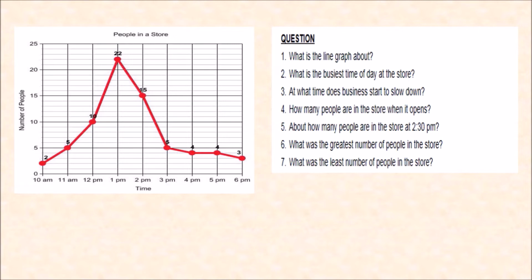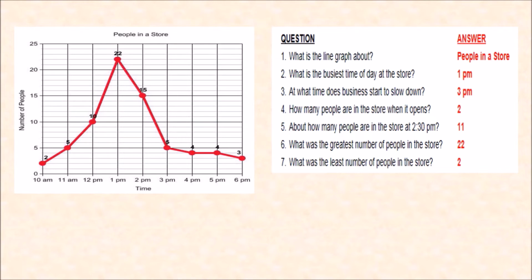Let's answer some questions. What is the line graph about? As the title says, it's the people in a store. The busiest time of the day at the store would be the highest point on the graph, that is at 1 p.m. What time does the business start to slow down? Slow down means there's not much activity in the store anymore, not much change, so it's at 3 p.m., because as you see at 3 p.m.